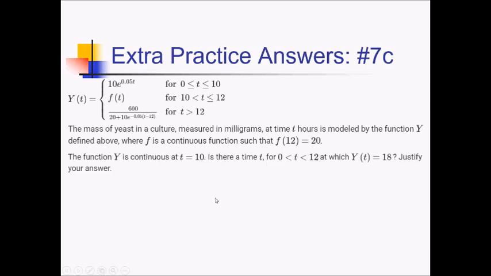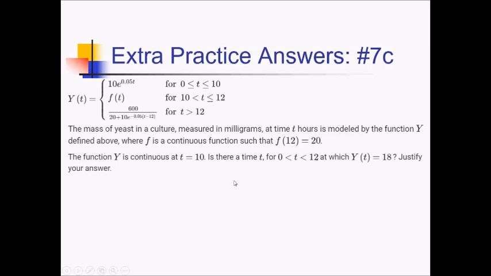For this last part of the problem, they're telling us that the function y is continuous at time 10, so at this border value here, and they're asking if there's a time between 0 and 12 at which y of t equals 18. Justify your answer. Note that you didn't actually have to find what time it was, you just had to prove that there was such a time. So this is going to be an intermediate value theorem problem if you're trying to show that you get a certain output over some interval.